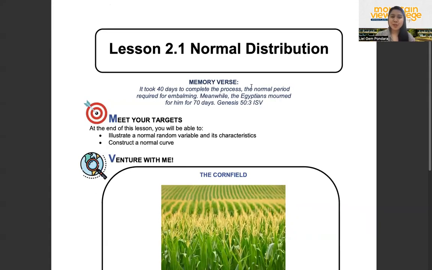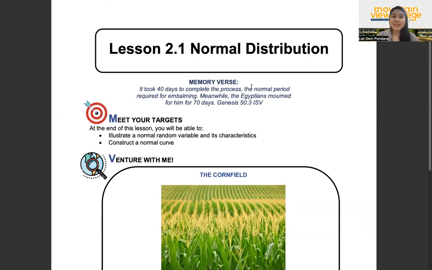This morning, let's start with chapter 2. Chapter 2 is talking about normal distributions. And let's have the introduction for the first lesson. Our memory verse is found in Genesis 50, verse 3.